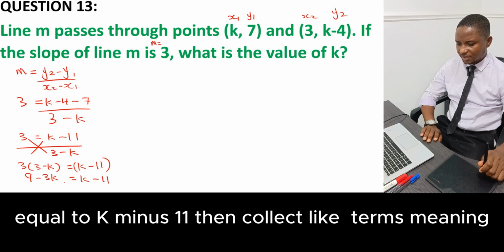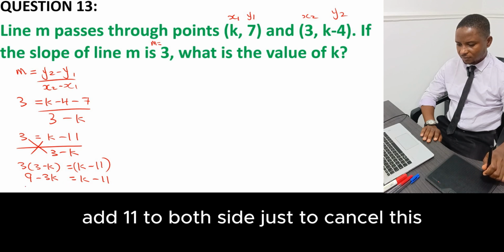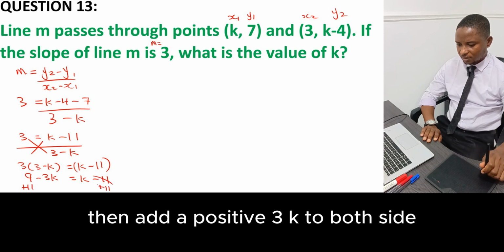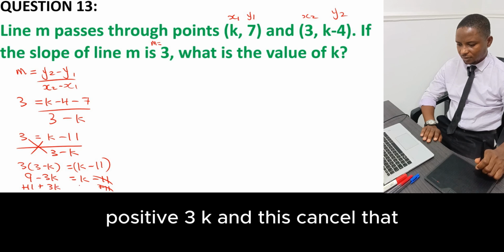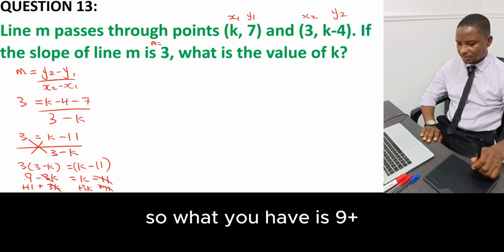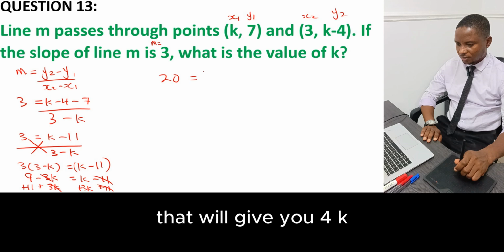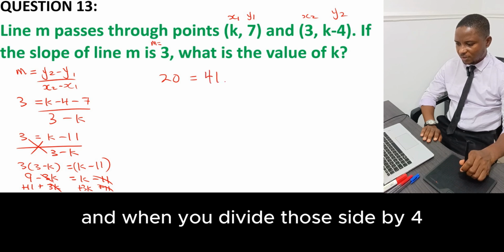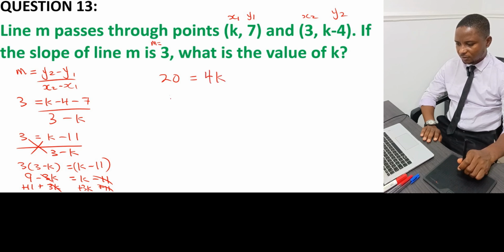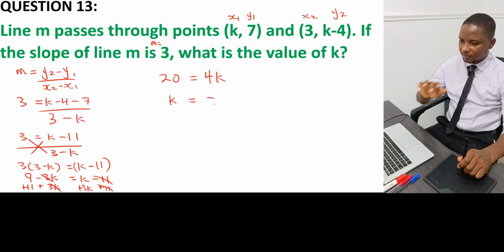Then collect the like terms, meaning add 11 to both sides just to cancel this. Then add a positive 3k to both sides, and this cancels out. So what you have is 9 plus 11, that will give you 20, equal to k plus 3k, that will give you 4k. And when you divide both sides by 4, your k will give you 5.